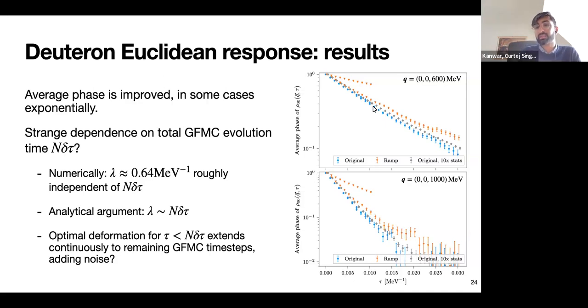And this is quite sensible because in GFMC, we just evolve step by step recursively. So it would be surprising for the points later in imaginary time to have any effect on the observable that's contained to some earlier point in Euclidean time. But what seems to be the case is if the total extent of the GFMC is longer, the results in the deformed case are much worse.